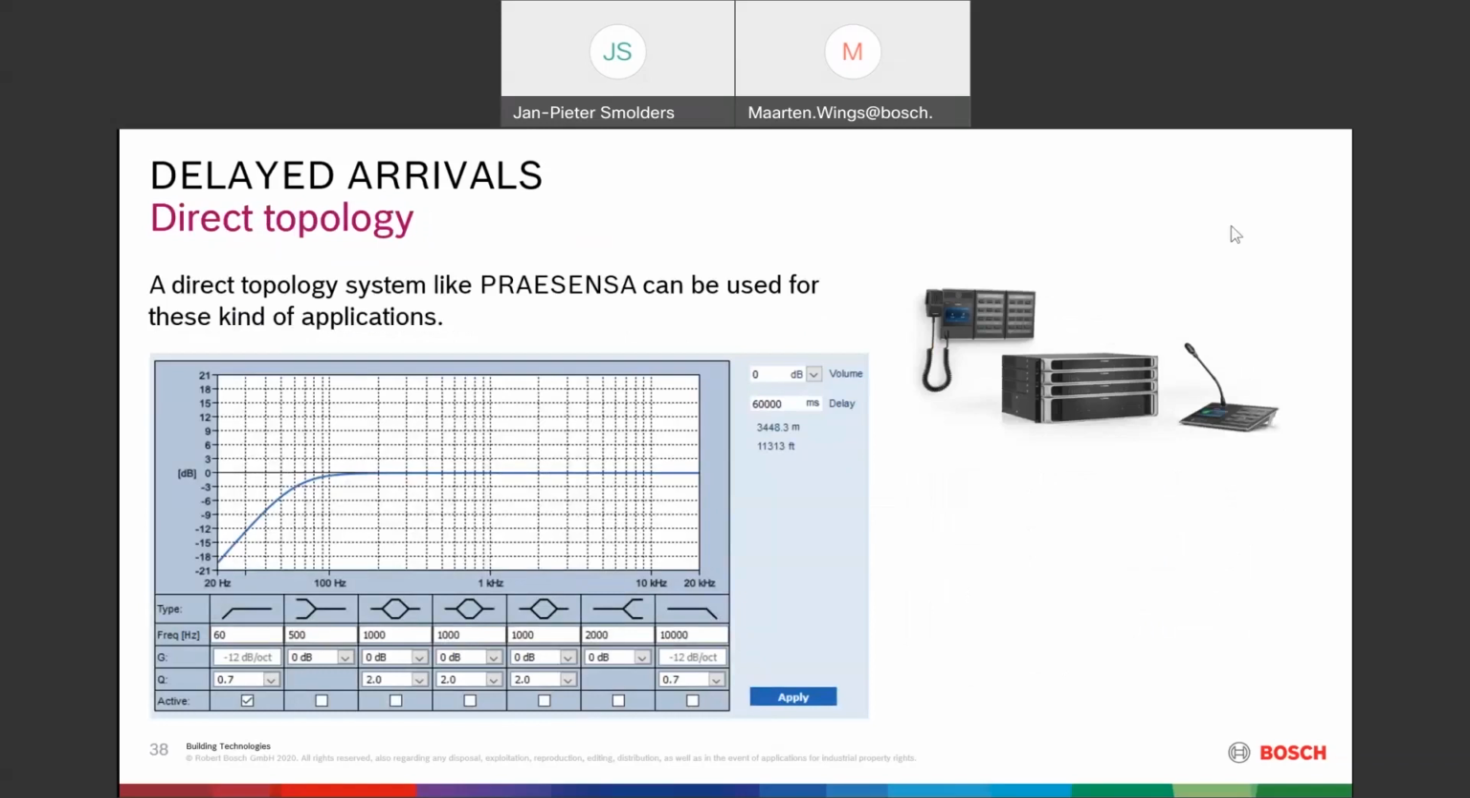A direct topology is, let's say, available in Presenza. So Presenza can be used for these kind of applications. They will have dedicated amplifier outputs and the DSP inside with the delay check you see here, and this is from the configuration. You can set a delay up to 60,000 milliseconds, 60 seconds, so that can cover an area of almost 3.5 kilometers. So that's quite a large area.